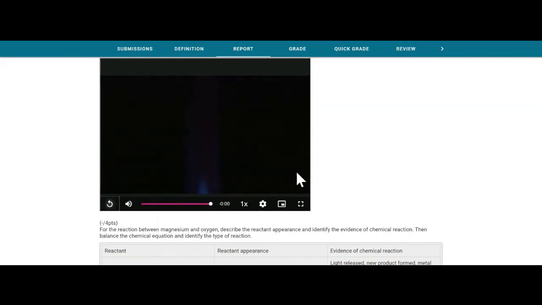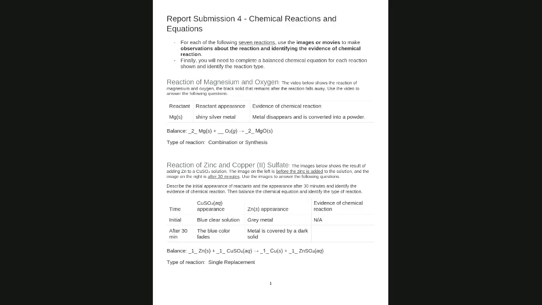Okay, so now we are going to stop this, and let's share this now. We observed the reaction of magnesium and oxygen. And basically, you will do 7 different reactions, as I just said. And you will have to write here. They will ask you to write, so what is the appearance of the magnesium? You start with a shiny silver metal, let's say.